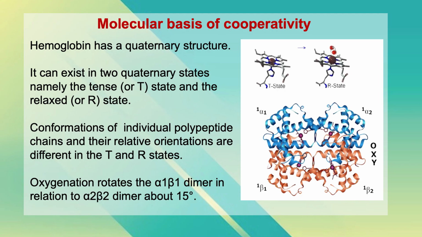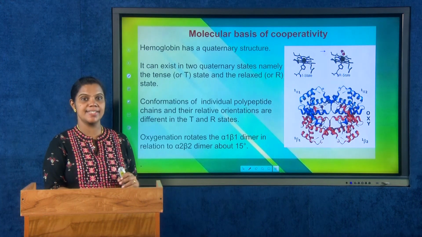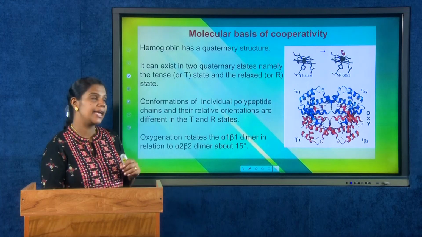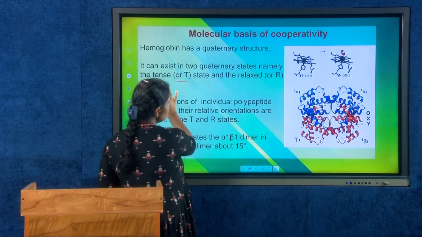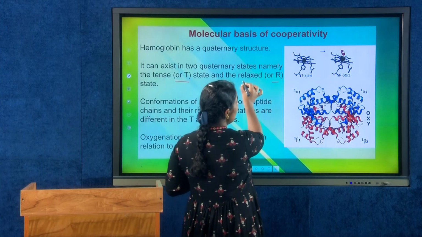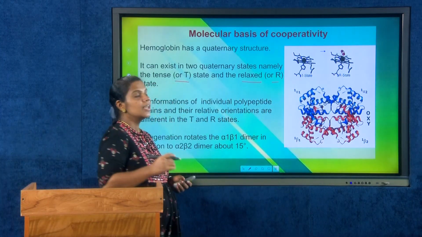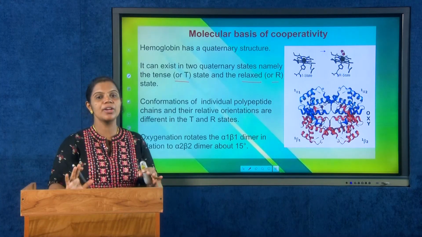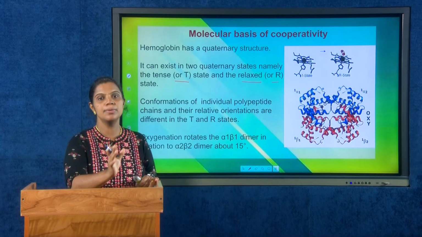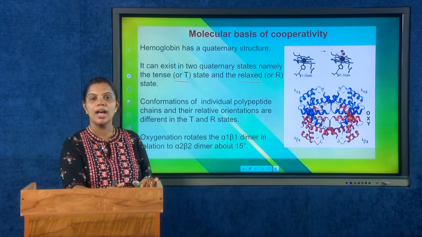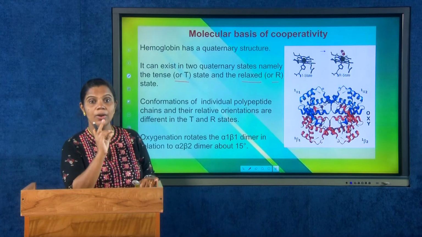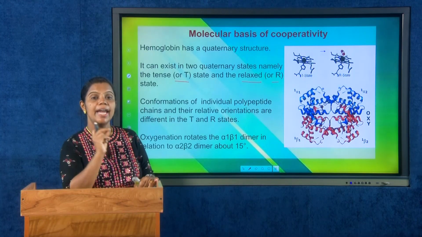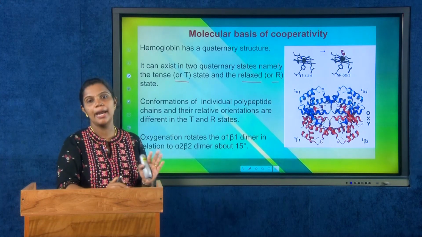Next, we will see the molecular basis of cooperativity. We know that hemoglobin has a quaternary structure. It can exist in 2 quaternary states, namely the T state, which is the tense state, and the R state, that is the relaxed state. Conformations of individual polypeptide chains and their relative orientations are different for both states, the T state and the R state. The oxygenation rotates the alpha 1 beta 1 dimer in relation to the alpha 2 beta 2 dimer by about 15 degrees.